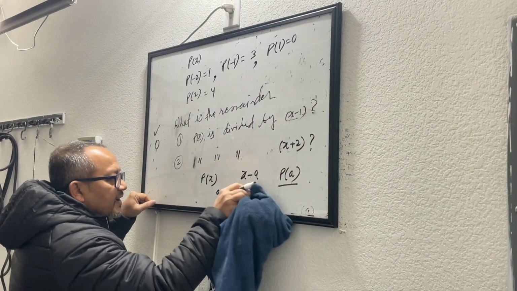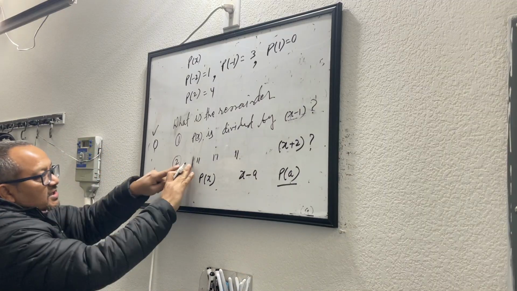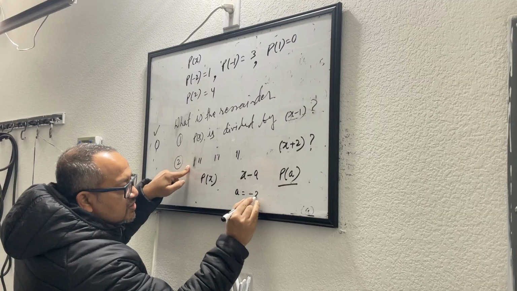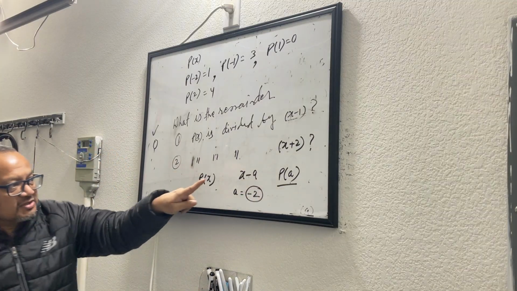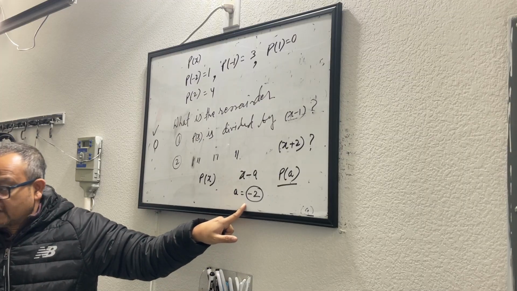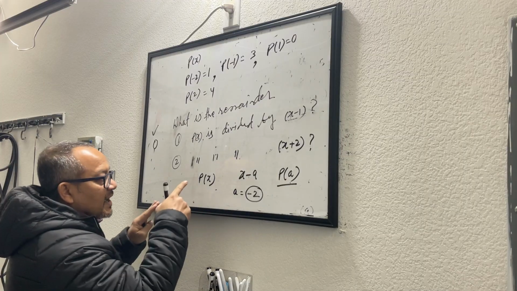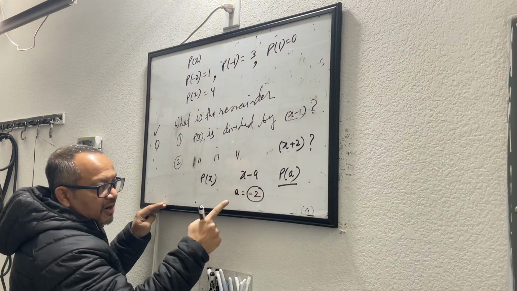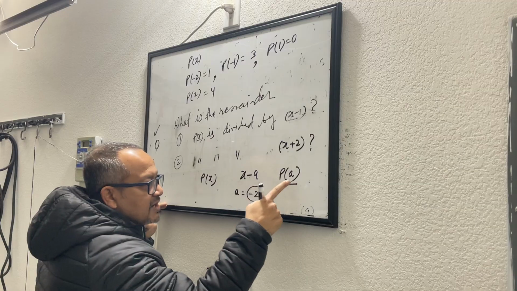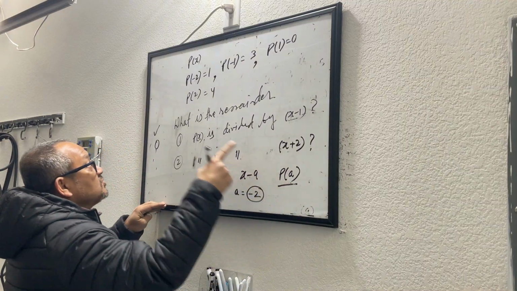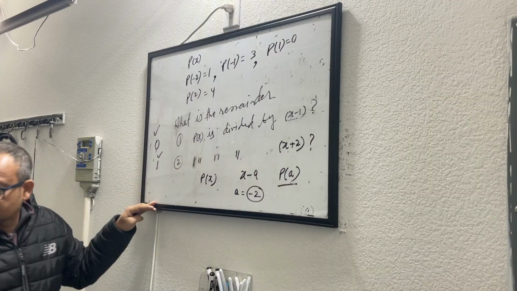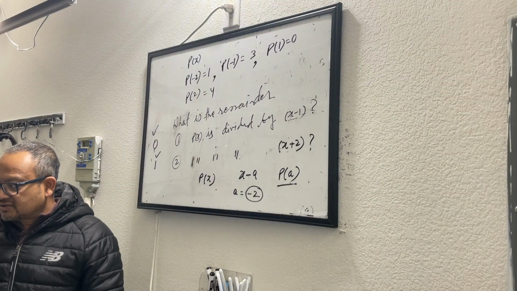Same thing, when p of x is divided by x plus 2, my a is equal to minus 2, because it's always in the form of x minus a. So you have to think on those lines. My remainder would be equal to p of minus 2. Do I know the value of p of minus 2? P of minus 2 is 1. So it will be 1. Was that simple and sweet?